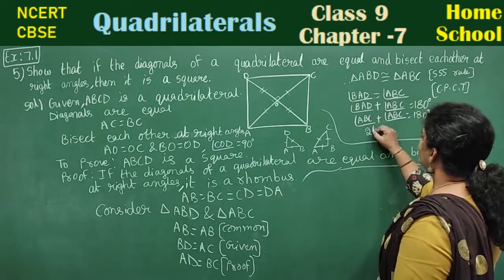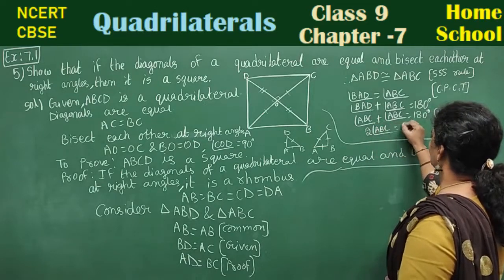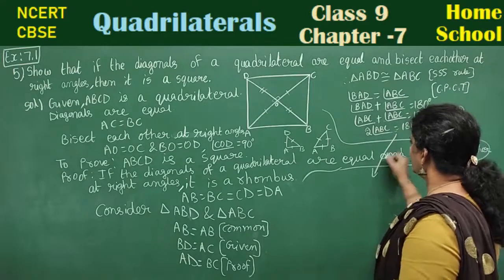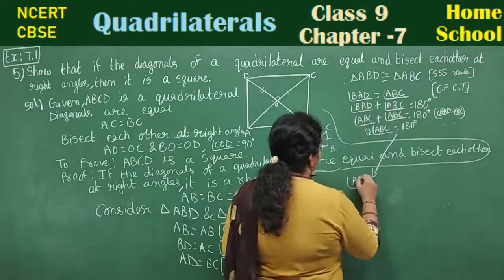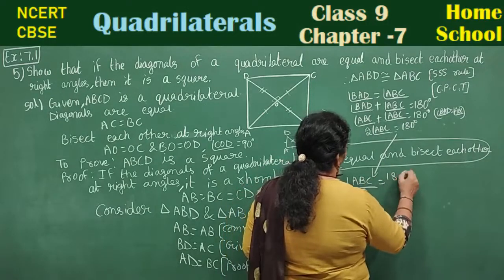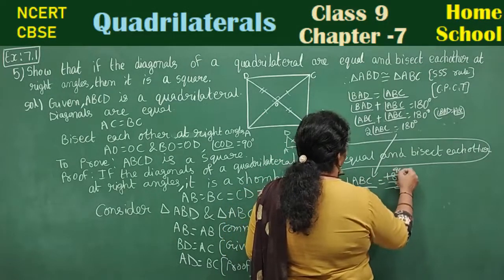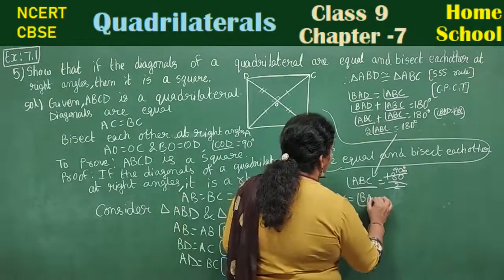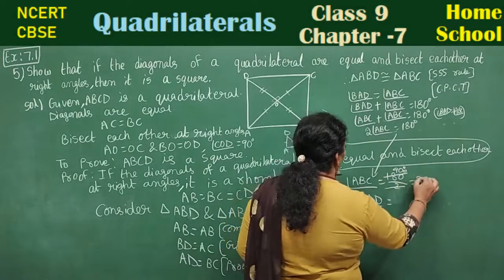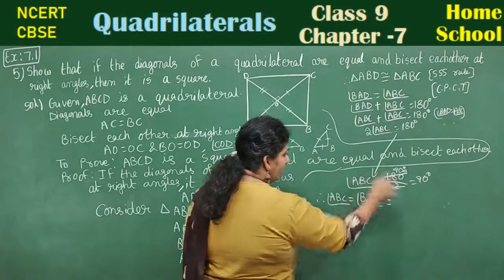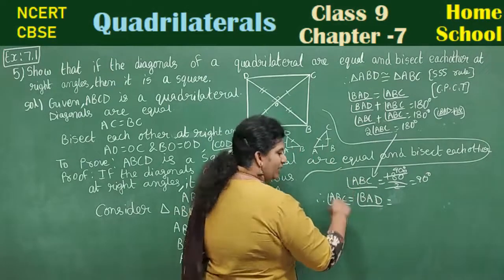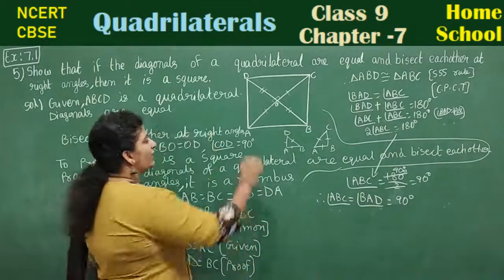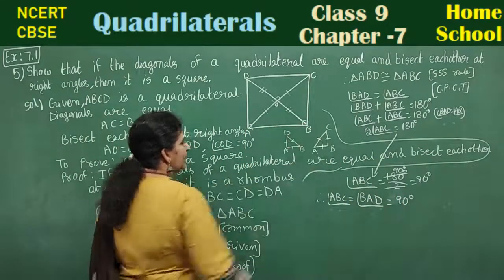Add these two: 2 times angle ABC is equal to 180 degrees, and send this multiple to the other side. Let me continue your problem here. Angle ABC is equal to 180 degrees by 2, that will be 90 degrees. Okay. Therefore, angle ABC is equal to BAD, children. This I got 90 degrees, right? Angle ABC is 90. That means ABC and BAD angles are equal to 90. Therefore, what we have proved here, this is 90, this is 90.